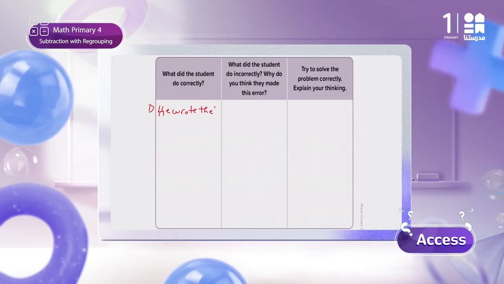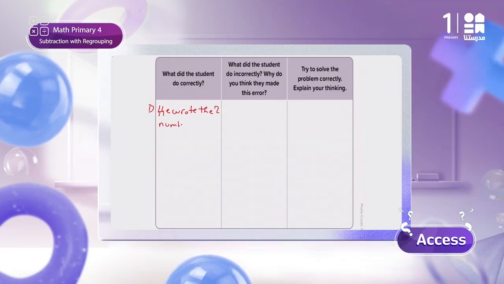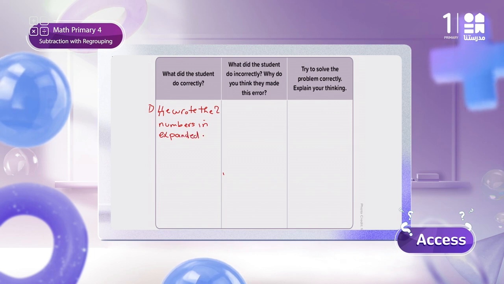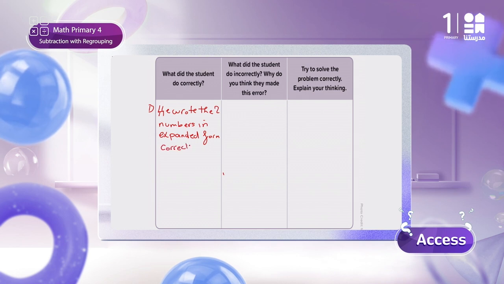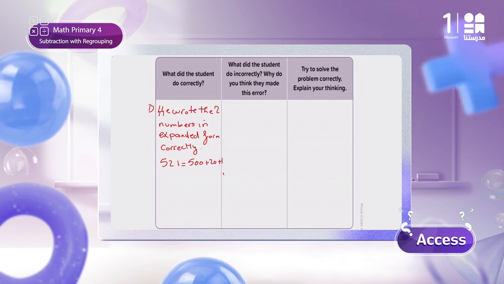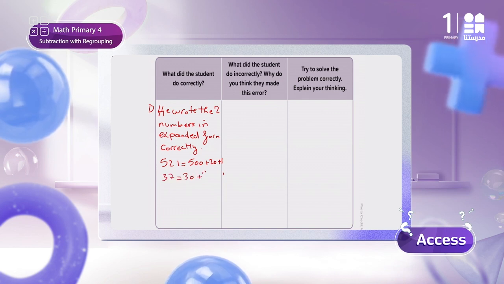the two numbers in expanded form correctly. He wrote them correctly in expanded form. 521, yes, 500 plus 20 plus 1 and 37, 30 plus 7. So the first thing he did right is that he wrote the numbers in expanded form correctly.